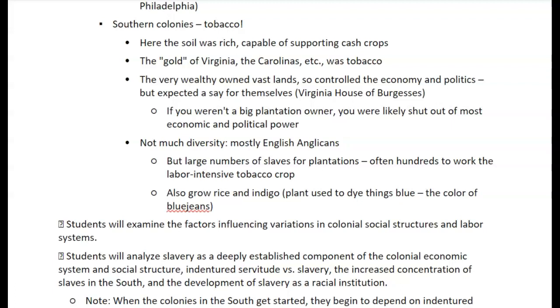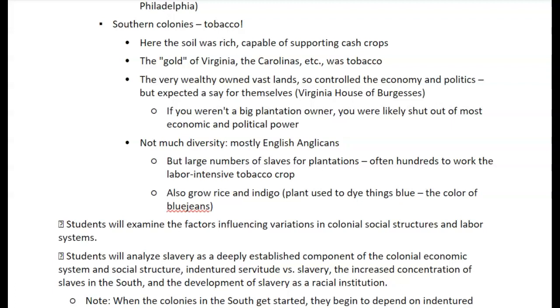There was also not much diversity in southern colonies. Just about everybody in the South, there's some exceptions, were English Anglicans. But they had a large number of slaves for the plantations, often hundreds, to work the tobacco crop. Tobacco has to be harvested by hand. You can't just go in and cut down a field. You have to go plant to plant and rip off each individual leaf when that leaf is ripe.